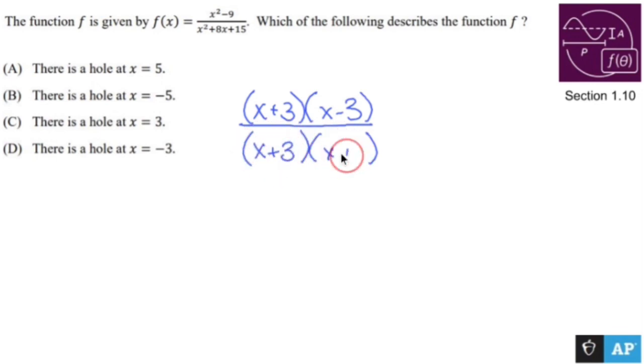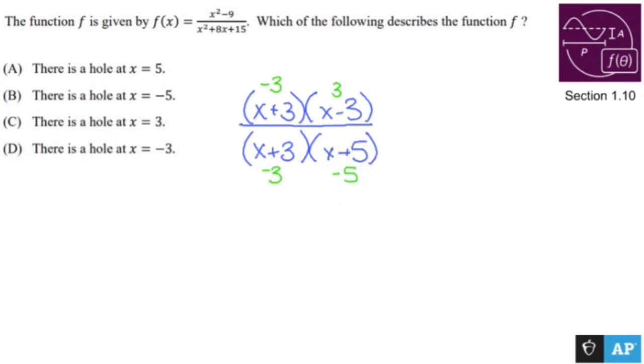Now what I care about are the numbers that make each factor equal to 0. Negative 3 would make x plus 3 equal to 0. Positive 3 would make x minus 3 equal to 0. Negative 3 would make x plus 3 equal to 0. Negative 5 would make x plus 5 equal to 0.